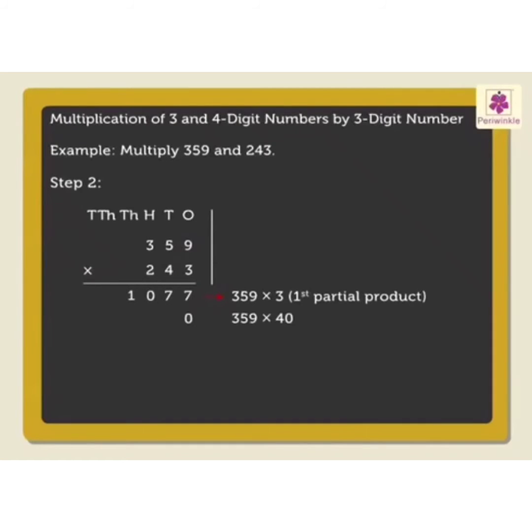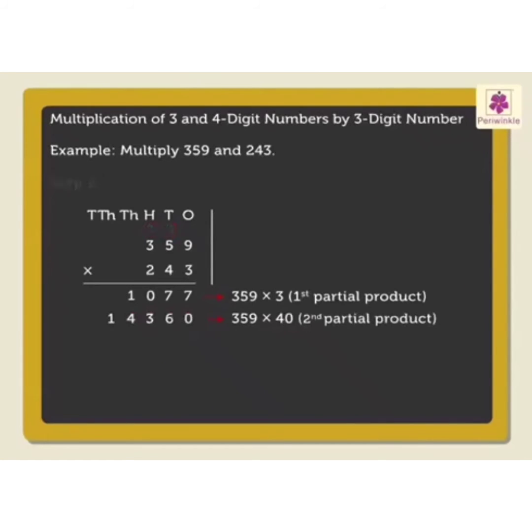Next, 9 into 4 is equal to 36. Now, 5 into 4 is equal to 20 plus the carried over 3 is equal to 23. Next, 3 into 4 is equal to 12 plus the carried over 2 is equal to 14. So we get 14,360 as the second partial product.